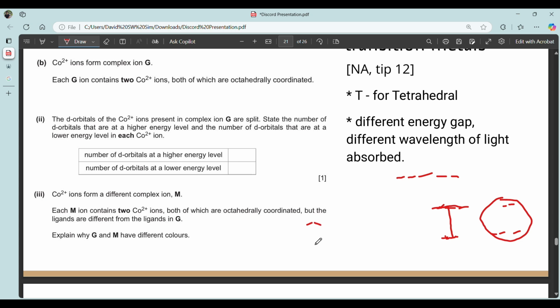Why? Because in M, maybe it is raised like this. In G, it is raised like this. So as you can see here, the overall shape is the same. You got 2 higher, 3 lower, 2 higher, 3 lower. But in G, the 2 orbitals are raised to an even higher energy level than in M. So therefore the energy gap is different. So they absorb different frequencies of light, and therefore the wavelength of the light photons they absorb is different.